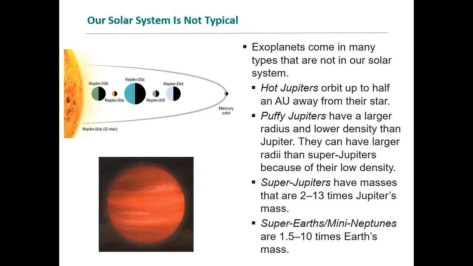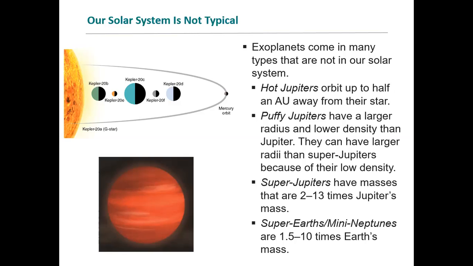So really crazy stuff. The hot Jupiters basically orbit up to half an AU away from their star. So they're something the size of Jupiter, but twice as close to the sun as the Earth is. Puffy Jupiters have a larger radius and lower density than Jupiter. That means that basically the stuff is there. It's a huge amount of matter, but it's not packed as tight as Jupiter is. Super Jupiters have masses that are 2 to 13 times Jupiter's mass, so that's really big.